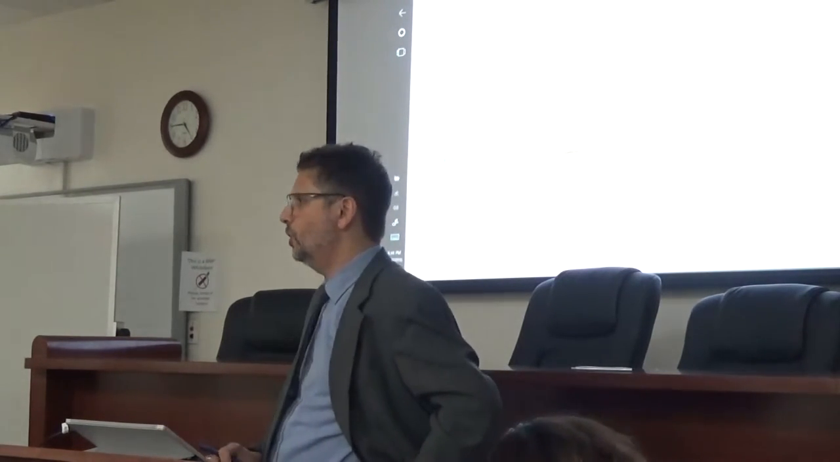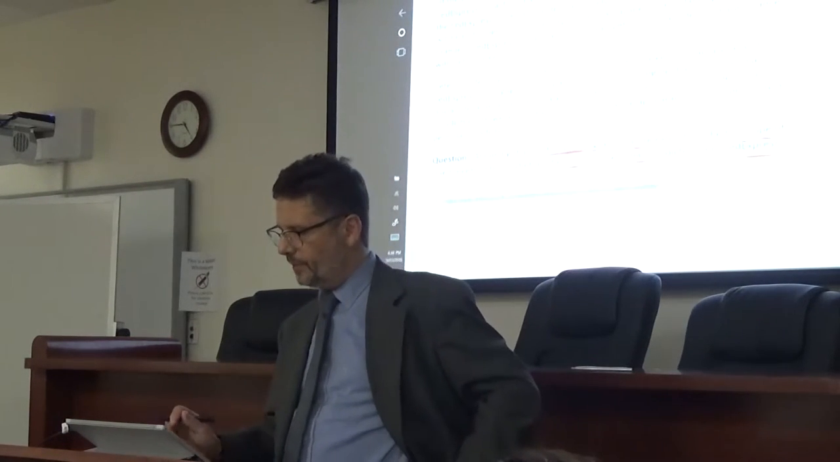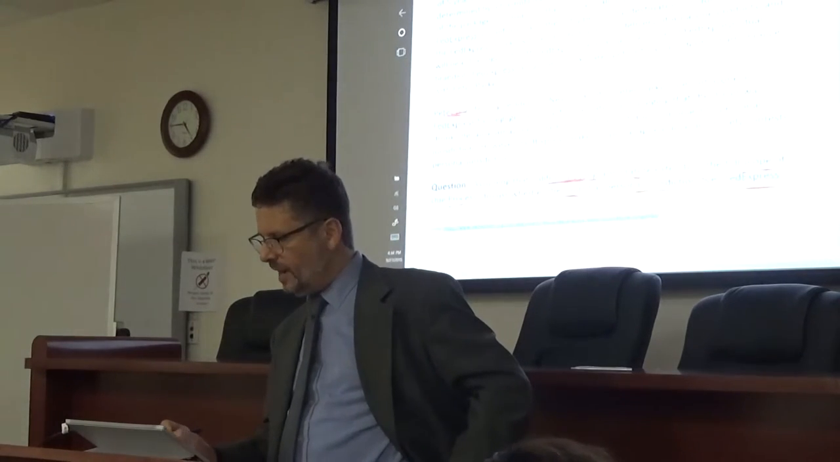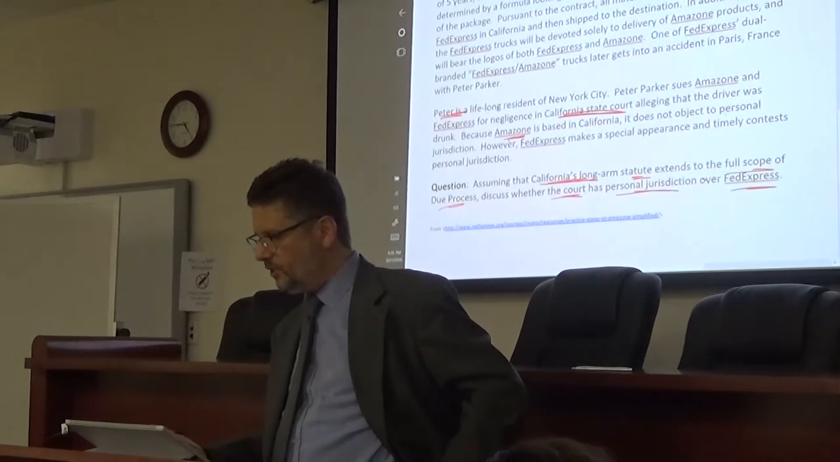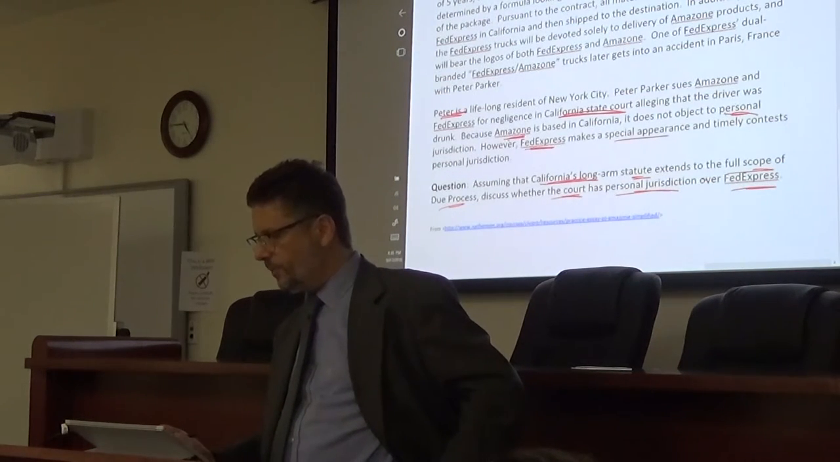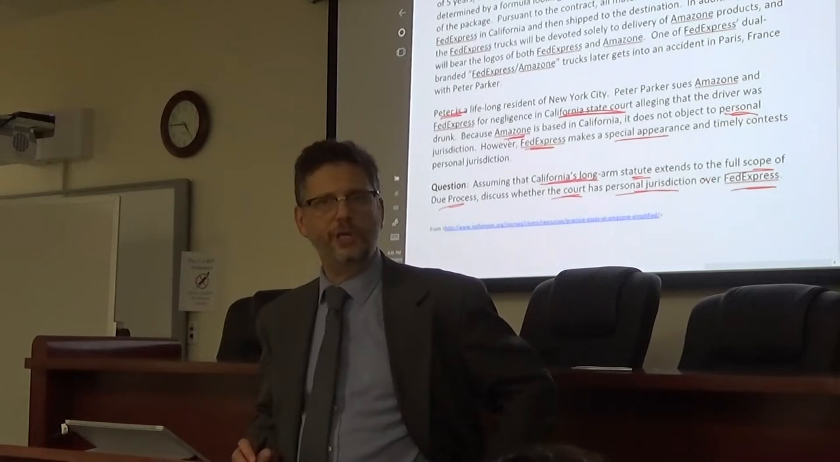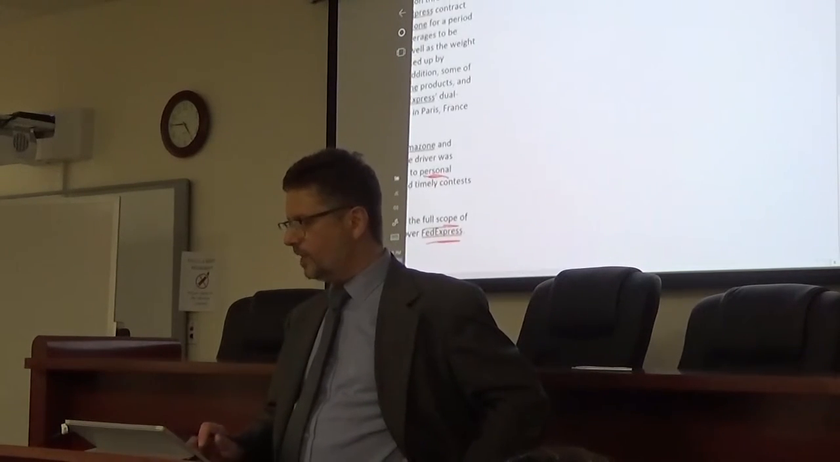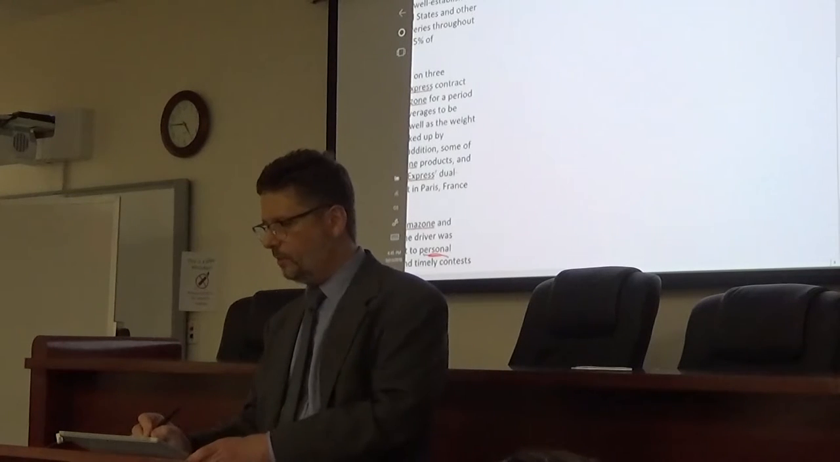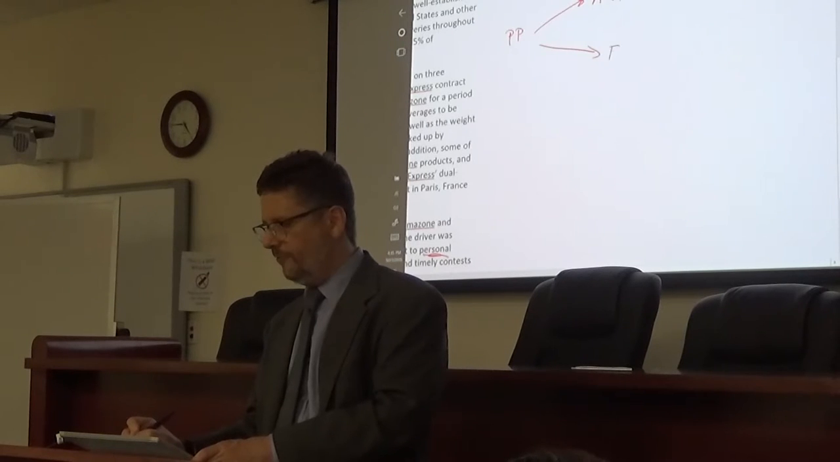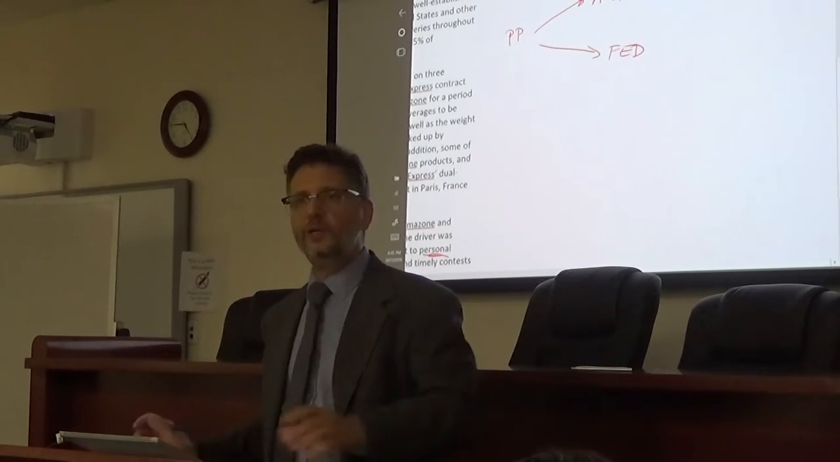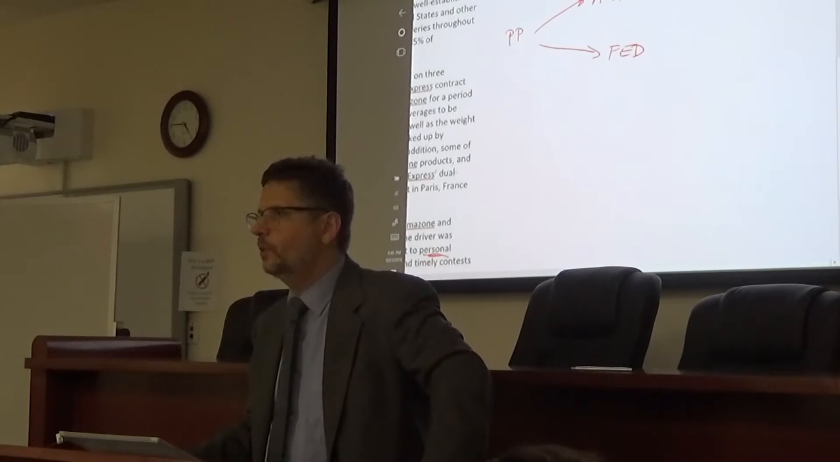The next thing you might want to do is figure out what court you're in, right? Because that's going to determine whether you use Rule 4K or whether you use just state law. Well, Peter files in California state court, right? Amazon doesn't object to PJ, but Fed Express makes a special appearance and timely contests personal jurisdiction. So we know some important stuff already, right? It's Peter Parker, PP, versus Amazon and Fed Express. And Fed Express is the one that's objecting to PJ, and Amazon is not.